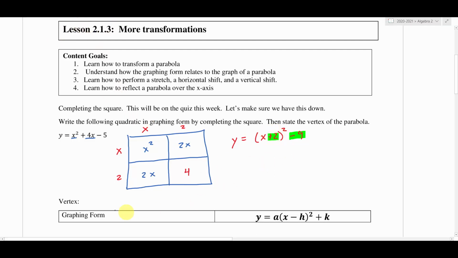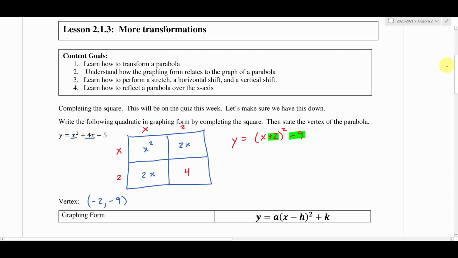Okay, so we are going to write our vertex. Since this is a plus 2, our vertex moved to the left 2, so it's going to be located at negative 2. And this minus 9 means that my vertex moved down 9 units. So it's going to be at negative 2, negative 9. So there's my vertex, there's my graphing form, and there's the standard form from which I started.